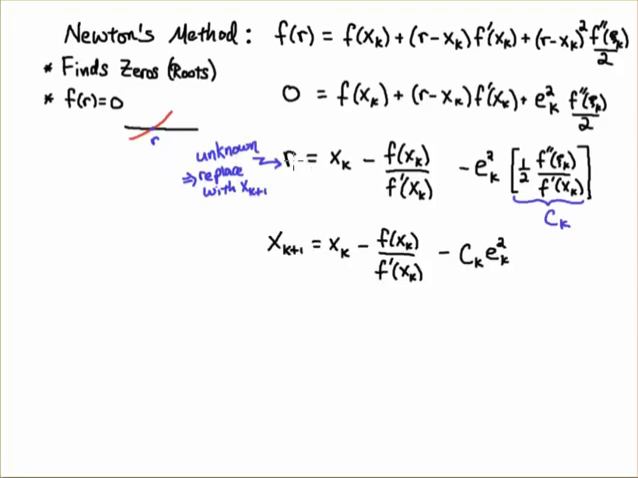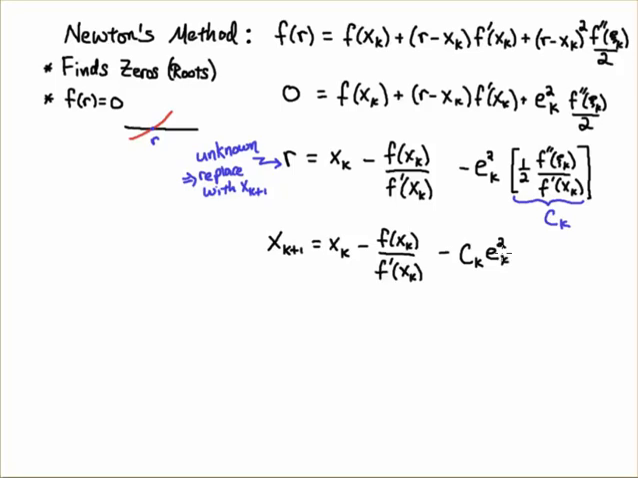Now, we don't know r, so we're going to replace that with the next iterate, x sub k plus 1. And I'm going to replace this quantity here with some number, let's just call it c_k. It will depend on the iterates. So you can see now that we have Newton's method here. The next iterate is equal to the previous iterate minus this ratio. And this term should go to 0 as x_k converges to r.